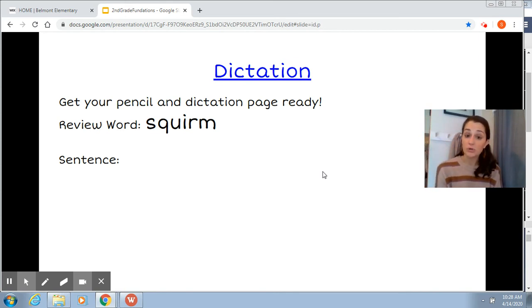Feel free to use the trick words if you have them in front of you to help you write the sentence, because that's how those trick words will get stuck into your brain as you practice reading them and writing them. I'll give you a minute to work on that sentence, and then we'll go over the sentence and what it looks like. Feel free to pause the video if you need more time.